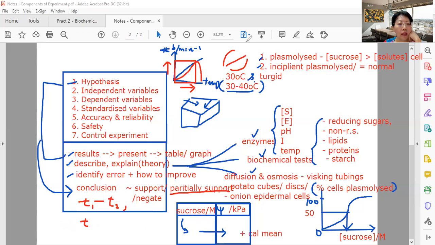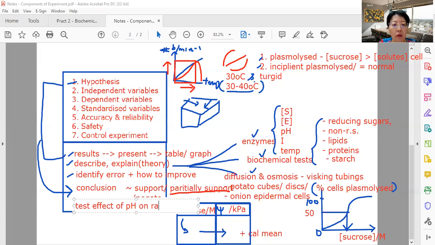And then one more thing they can ask you to do is that they say that if time permits, if there's still extra time, they want you to test. So how do you conduct an experiment to test the effect of pH on the rate of reaction? So they can ask you to write out how you're going to conduct an experiment to test for a different variable as the independent variable. So this is another thing that they can ask you to do.